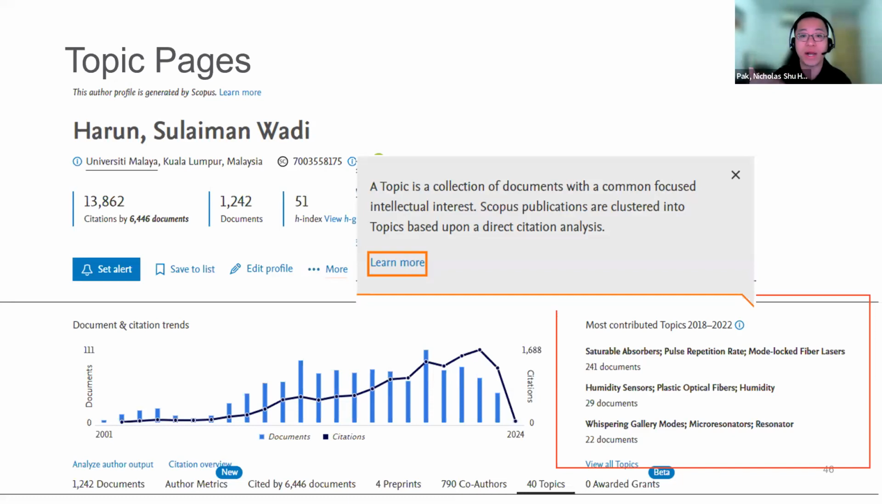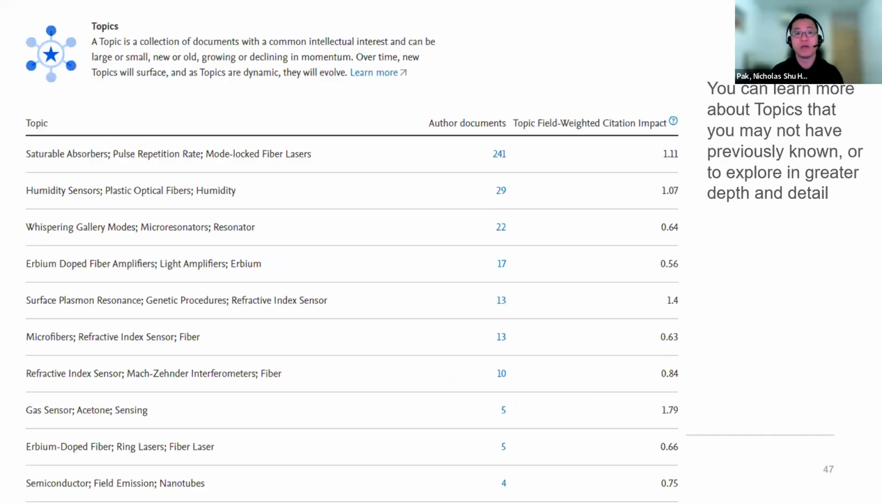Some of you may be wondering, what are topics? And essentially topics are a collection of documents with a common focus intellectual interest, and Scopus publications are clustered into topics based upon a direct citation analysis. The reason why we actually have this particular module is that we found it was very useful, and we wanted to bring additional insights for people who are using Scopus to understand better itself. So through topics, right, you can learn more about topics that you may not have previously known, or you want to explore more in greater depth or detail.